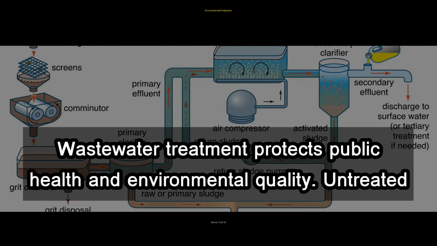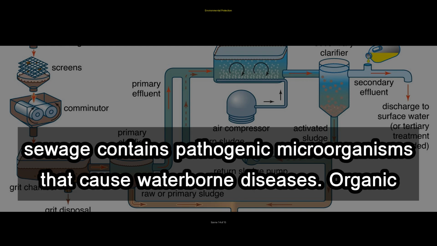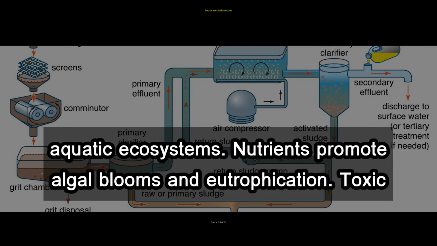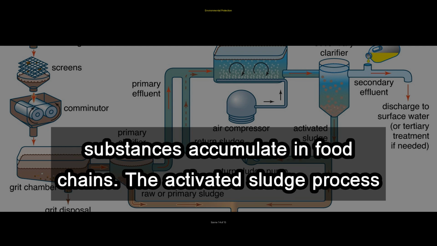Wastewater treatment protects public health and environmental quality. Untreated sewage contains pathogenic microorganisms that cause waterborne diseases. Organic pollutants deplete oxygen in receiving waters, harming fish and aquatic ecosystems. Nutrients promote algal blooms and eutrophication. Toxic substances accumulate in food chains.